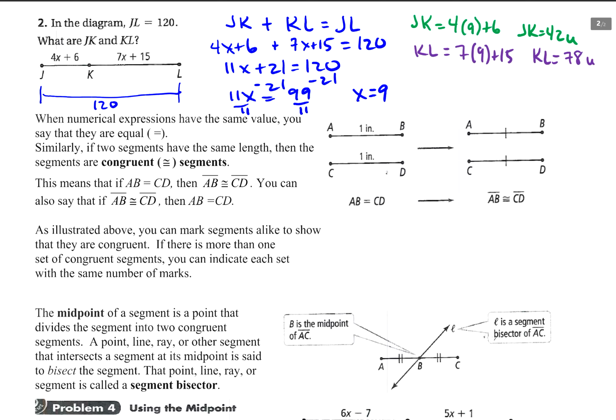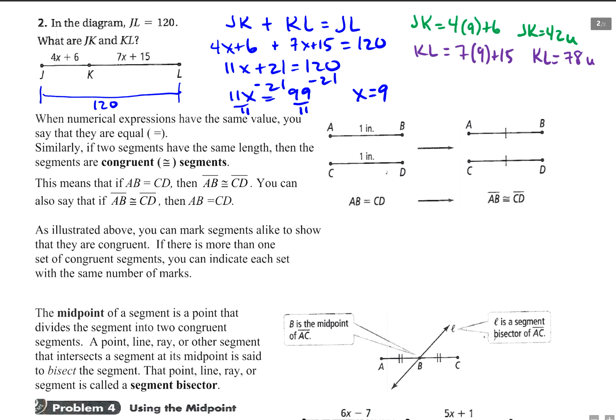Okay, that was fun. We were told that the length of JL is 120. We labeled that on our diagram. And then we said, oh, hey, we have two pieces of segments that go together to make one big segment. So segment addition postulate says the length of JK plus the length of KL equals the length of JL. And I substituted in. I did my math. I got x equals 9. Now I am asked to find the lengths of my two segments, so I substituted back in. The length of JK is 42 units and the length of KL is 78 units. Okay, that was fun.